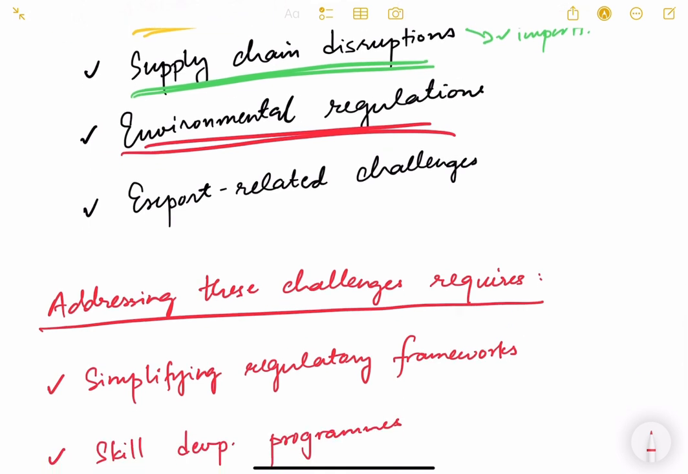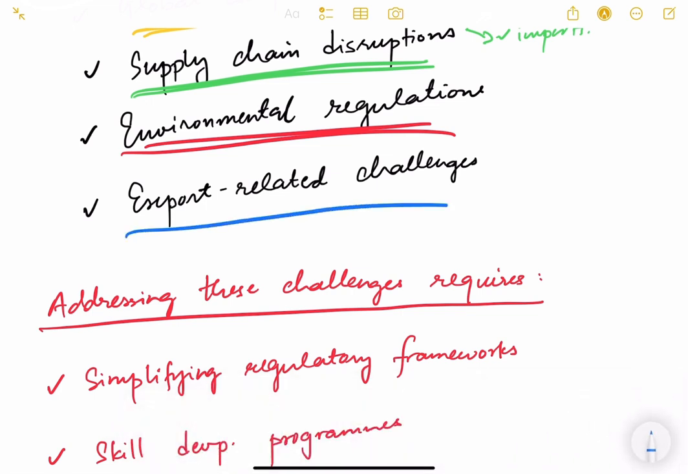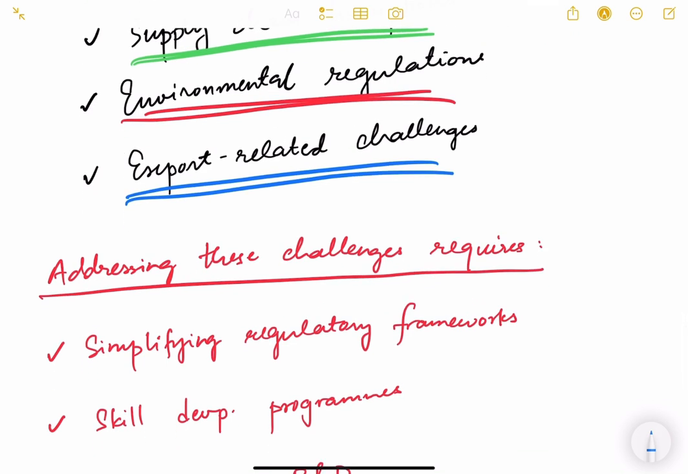And finally, there are export related challenges also for Indian manufacturing. So there is poor branding of Indian goods. Indian manufactured goods, especially in the MSME sector, often suffer from poor branding, which makes it difficult to compete globally. Indian products are perceived as lower in quality compared to those from countries like Germany, Japan, China, US, etc. So there is poor branding. Trade facilitation issues are also present.